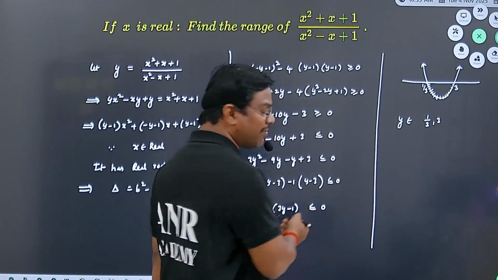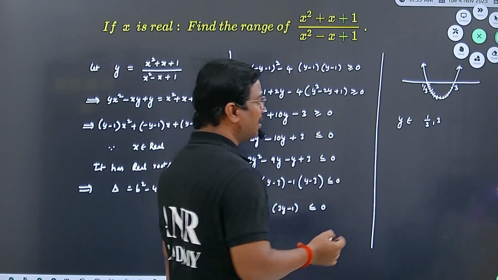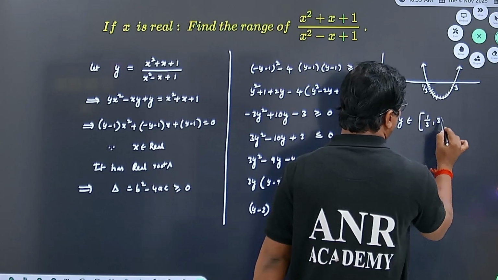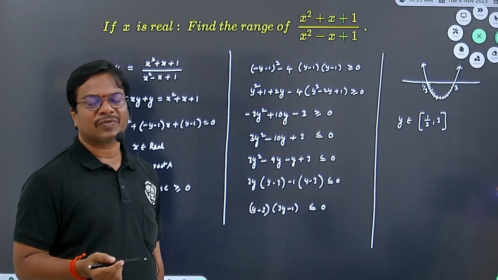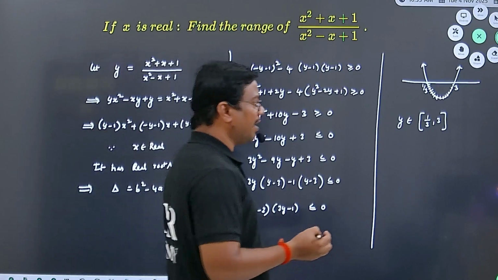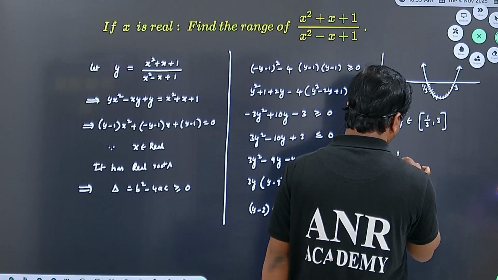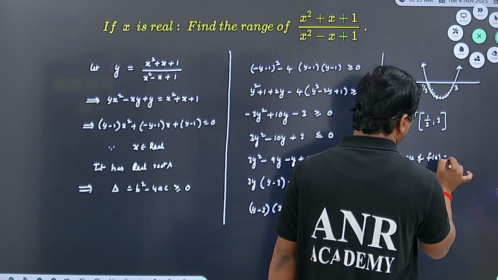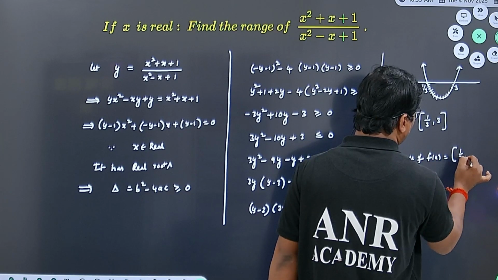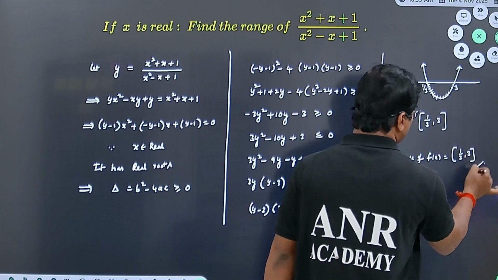Since here equality is there, so that you have to write closed bracket, and we know that range is set of all output values. Output values always denoted by y. Therefore, I can write range of f of x equal to closed interval [1 by 3, 3]. This is the answer.